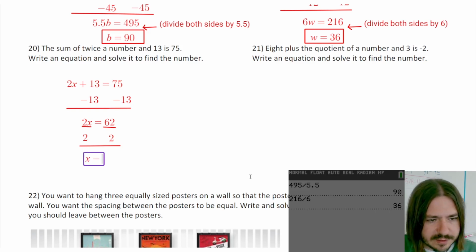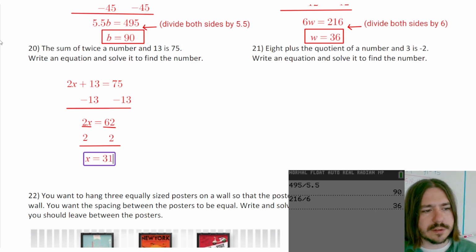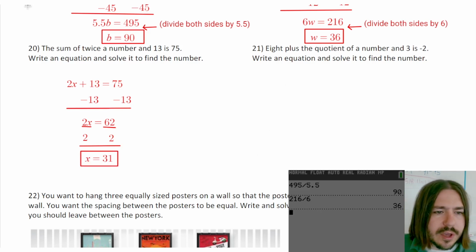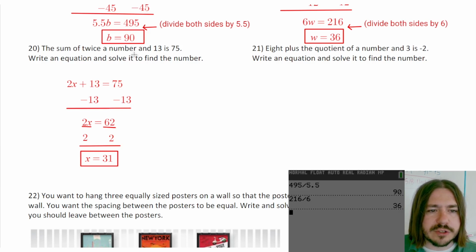And so we get x equals 31. Okay, yeah, there we go. That's the number. Write an equation and solve it to find the number. So the number is 31.